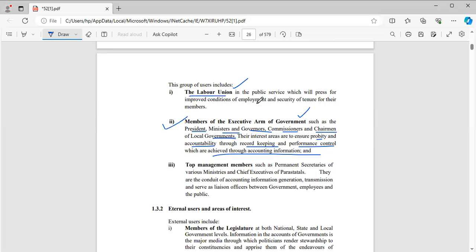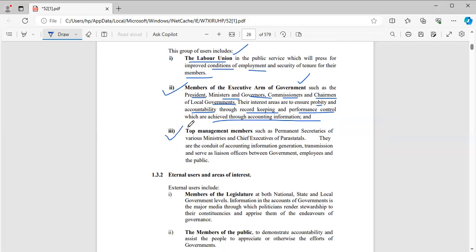Labor union in the public service presses for improved conditions of employment and security of tenure for their members. So labor unions fight for laborers. They fight for your father, your mother that works with government, that works with organizations. Labor union is always striving to ensure that government pays these people better money, that government does not owe them, and that their pension is being paid in time. So labor union is also part of internal users.